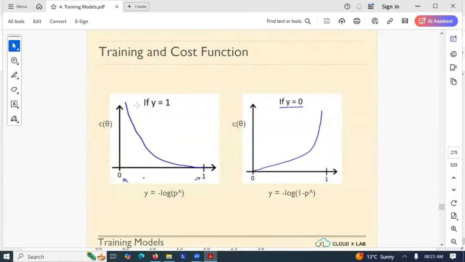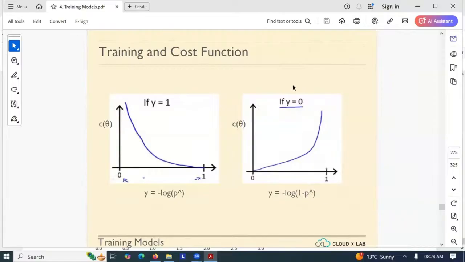And if the actual output is positive but the model is saying negative, in that case we are having infinite loss here. Because if you extend this function to exactly zero value, we will have an infinite value here. Similarly, this is the function of minus log 1 minus p hat.